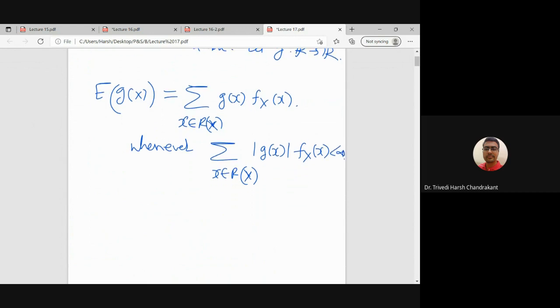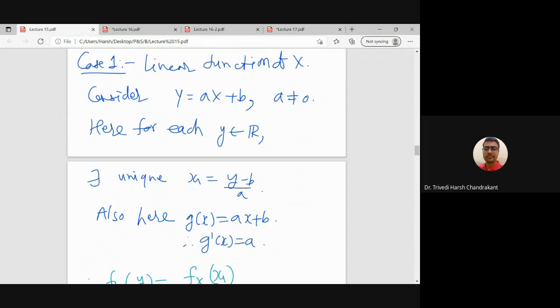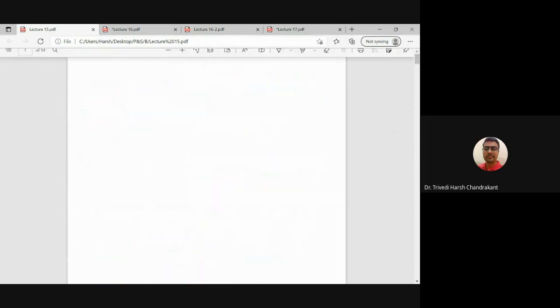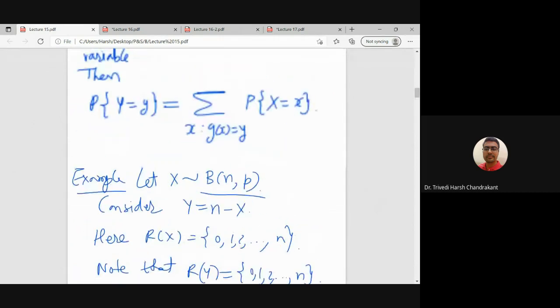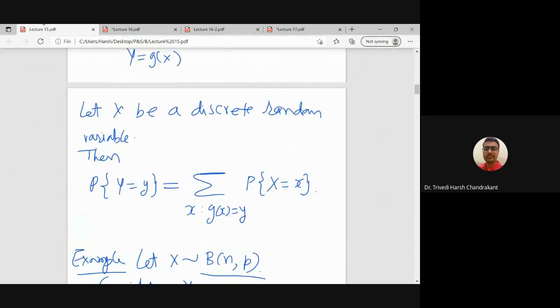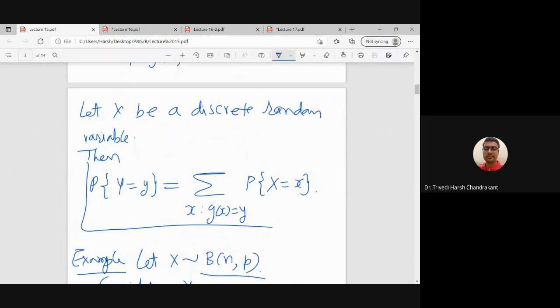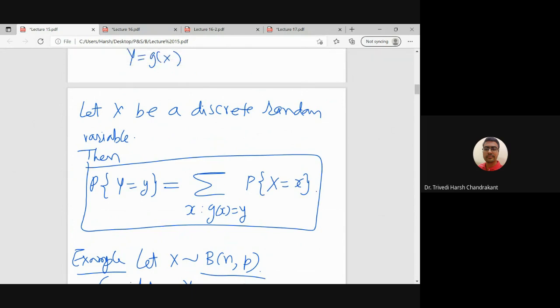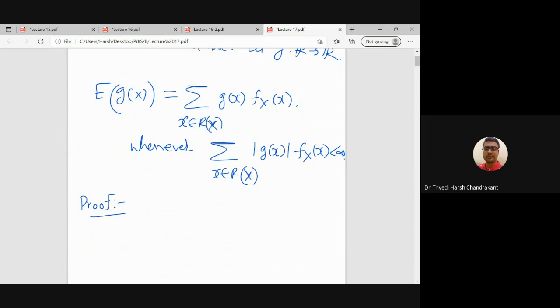Okay, so the proof is quite simple, and it uses the probability mass function definition of the random variable capital Y. So what is the probability mass function? We started with that. So we are going to use this equation, right? So using this equation, we just substitute. That is the proof.